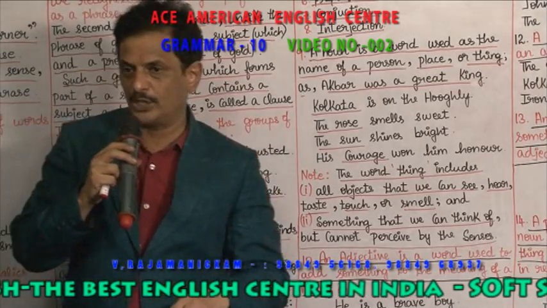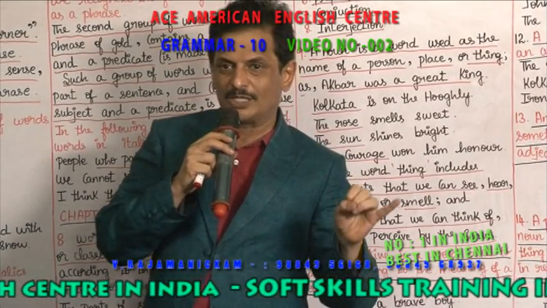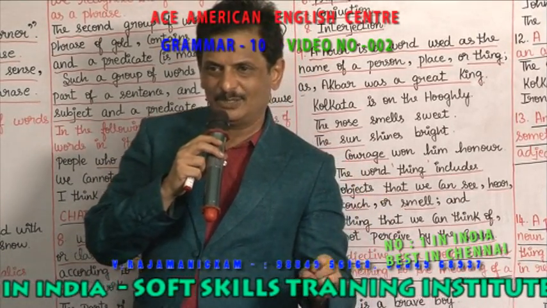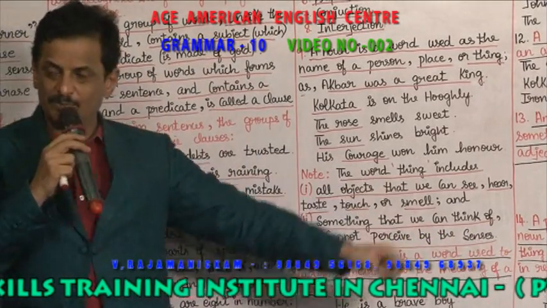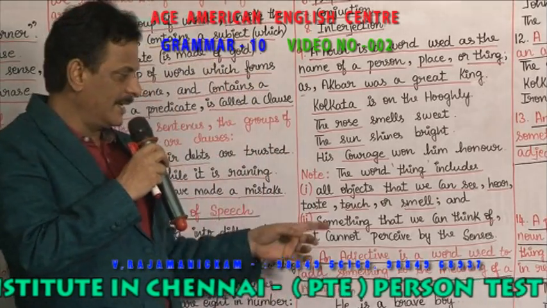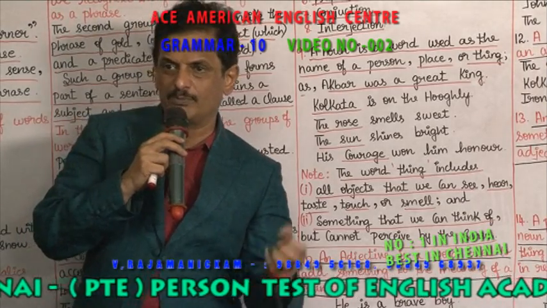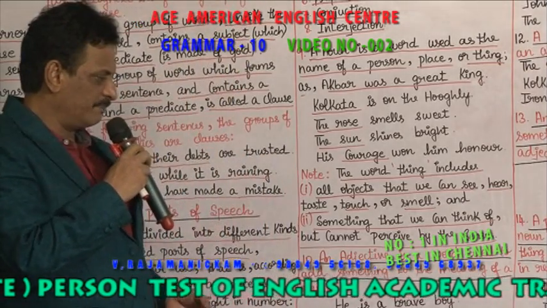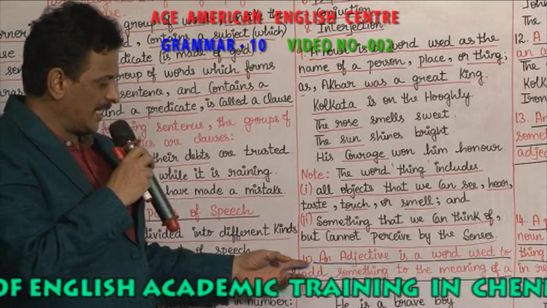Are you able to understand what we mean by noun? A noun is the name of a person, place, or thing. The thing includes all the objects we can see, hear, smell, touch and feel. And something else is also included, that which we can think about but cannot perceive by the senses. Next coming here, adjective.